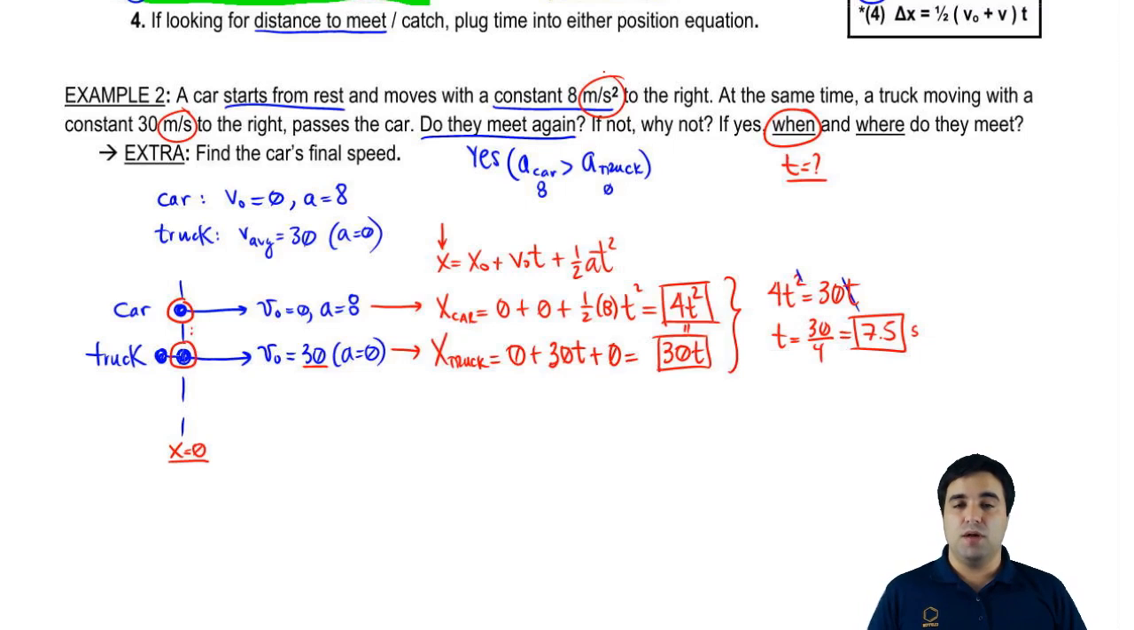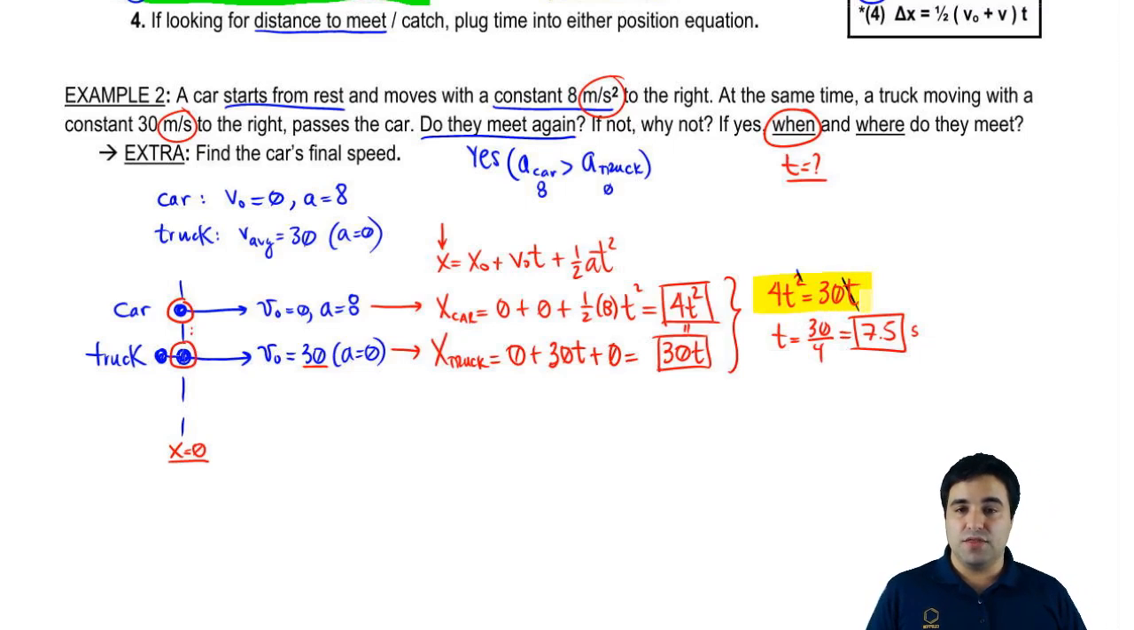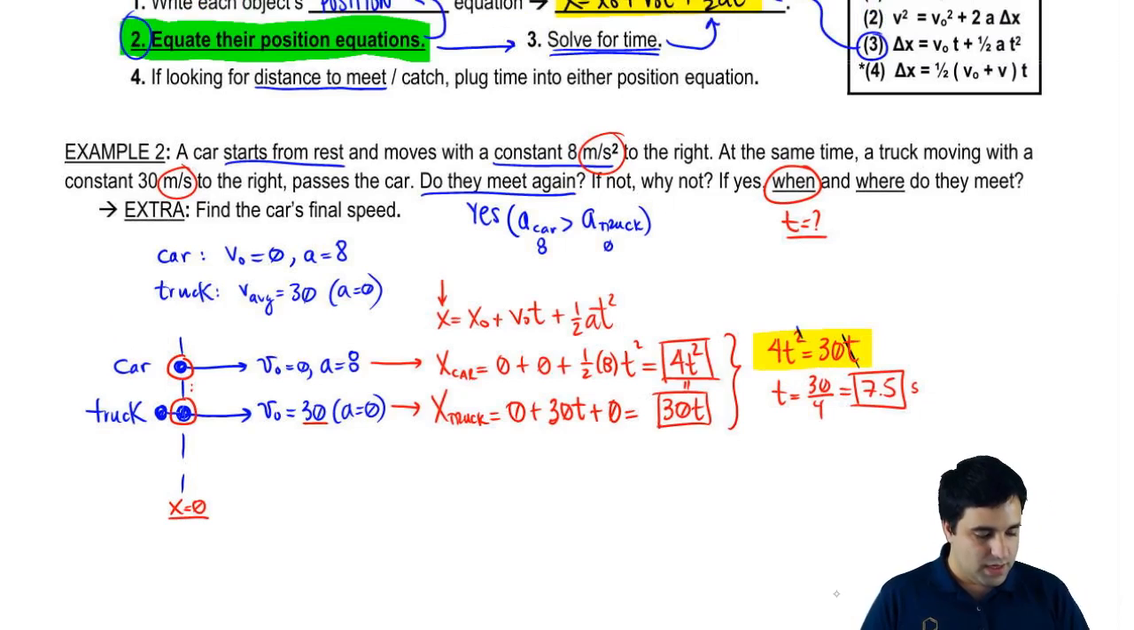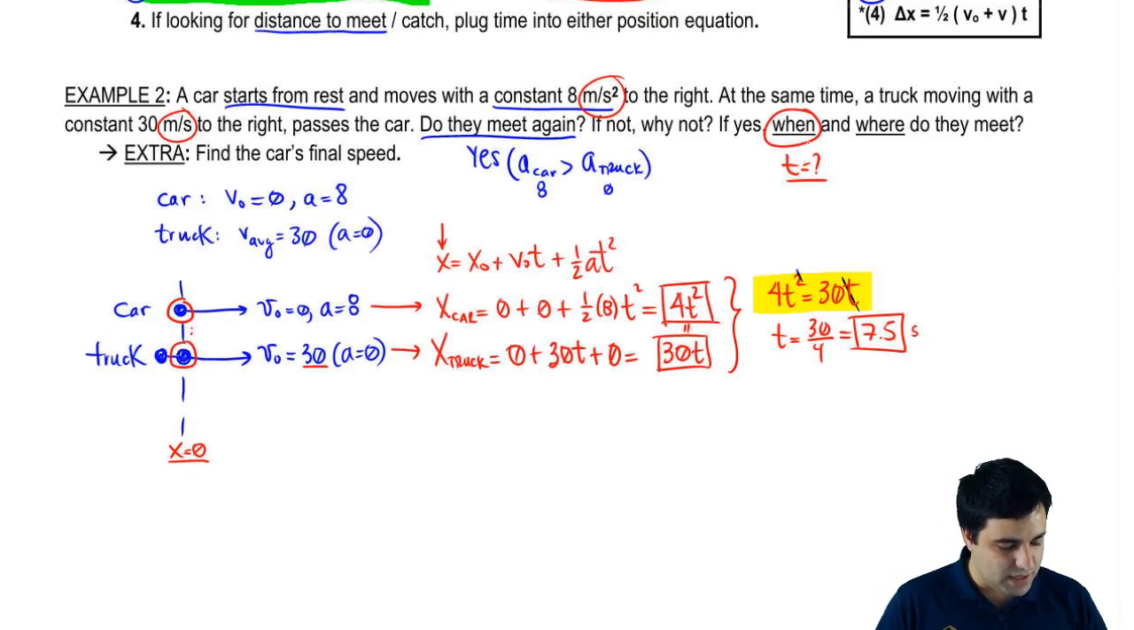So that's how you can do these problems. You equate their position equations. Once you do that, notice that the only variable is t. That's why I said that the third step up here is an obvious one, once you've written their equations, right? So I got that time, and that answers when they meet. So they meet at 7.5 seconds.